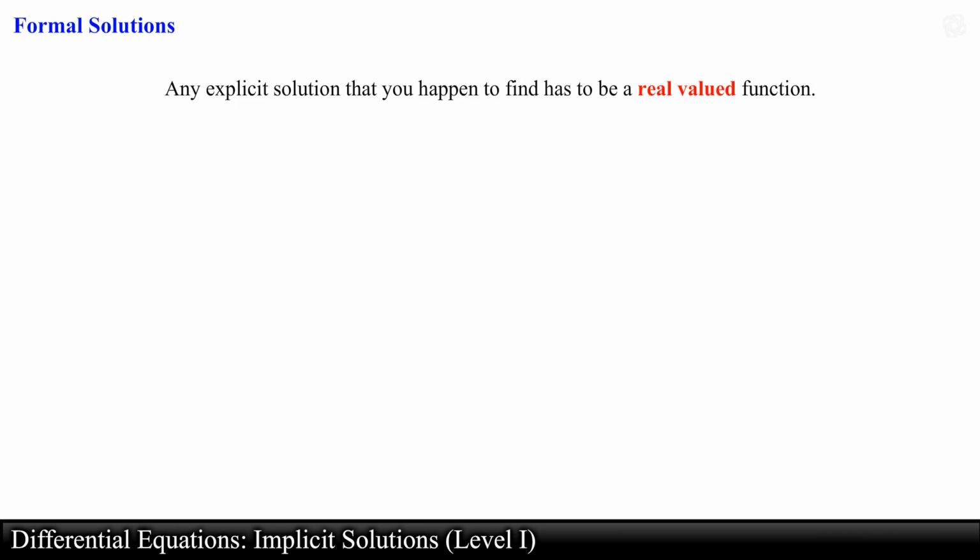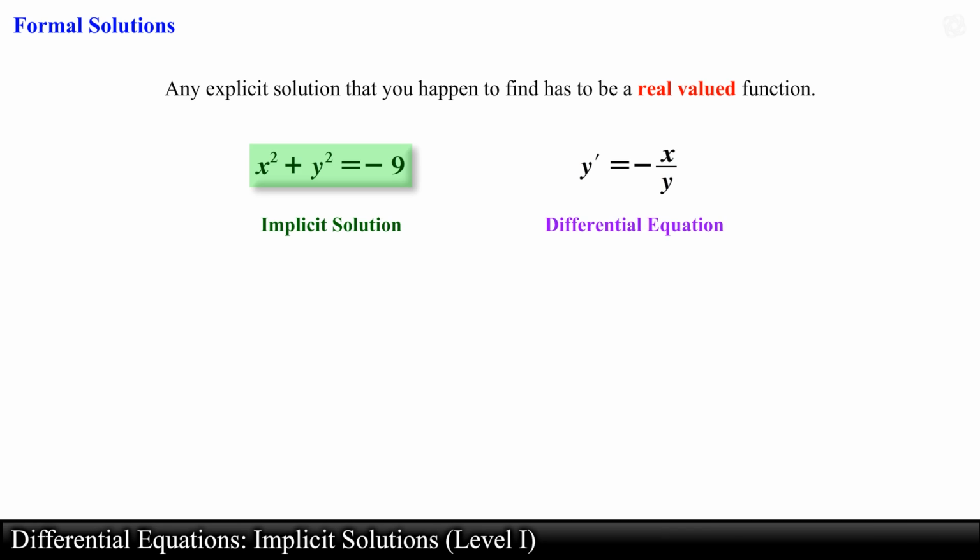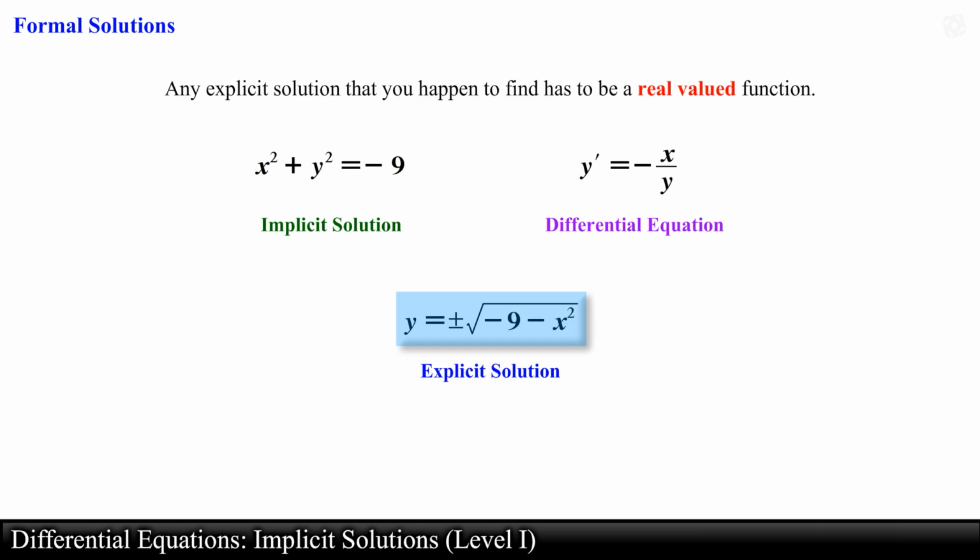The final thing I want you to be aware of when dealing with implicit solutions is to make sure that any explicit solution that you happen to find has to be a real valued function. For example, say that we are asked to verify the following implicit solution: x squared plus y squared equals -9. Notice that the only difference between this implicit function and the one from the previous example is that this one is equal to -9. If we were to solve for an explicit solution, we would obtain the following expression: y equals positive negative the square root of -9 minus x squared.